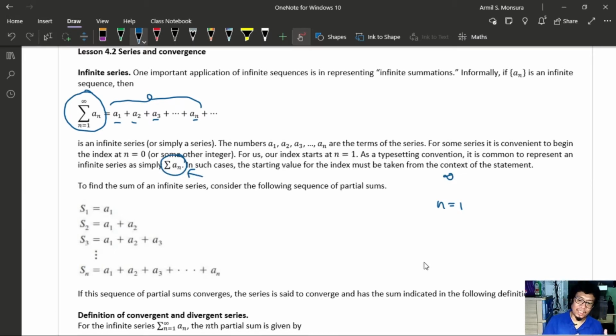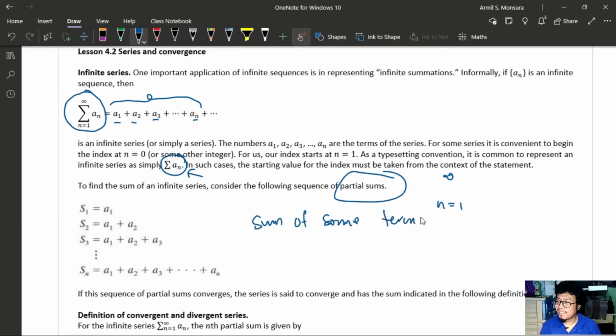Now, the main task in the lesson on infinite series is to find the sum of an infinite series, and we begin by finding what we call partial sums. The partial sums of your series are basically the sums of some of the terms. For example, the first partial sum is simply the first term. The second partial sum is the sum of the first two terms. The third partial sum is the sum of the first three terms, and so on. The nth partial sum is the sum of the first n terms.